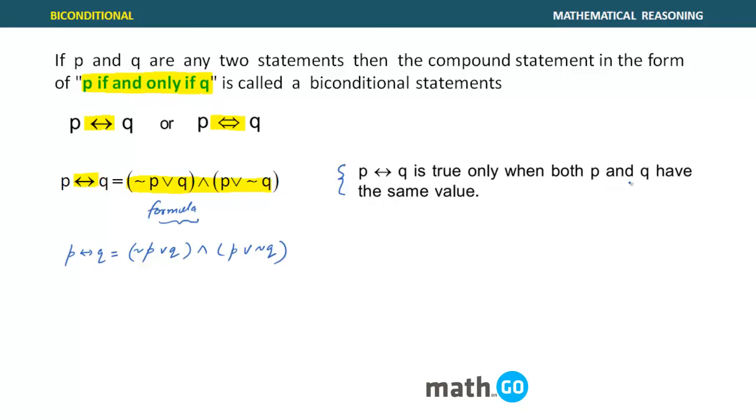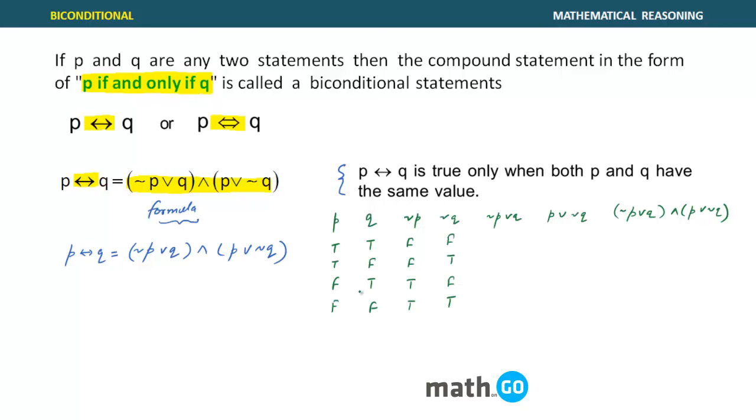If both are false, then it will also be true. It will not be false. Now let's quickly do this with the help of your truth table. So these are the basic things that I have already taken. So you want negation P or Q. Wherever it is true, it will be true.